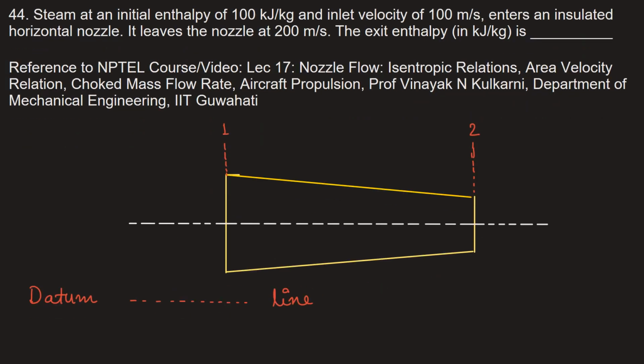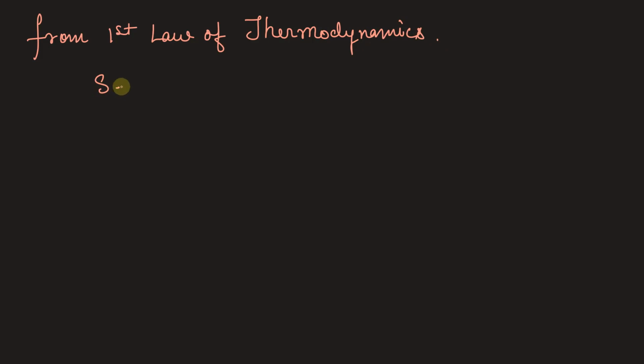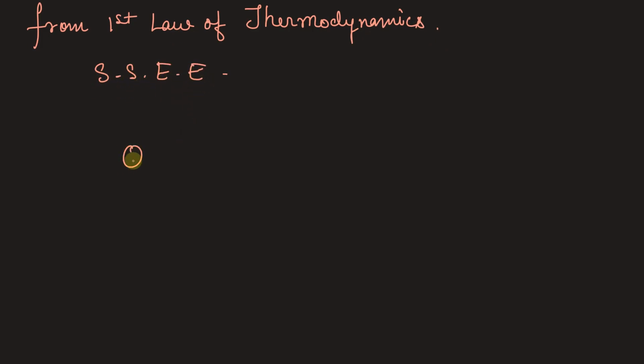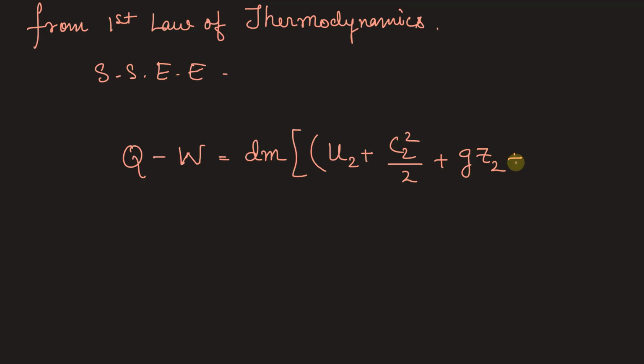Now for this nozzle, if we write the steady state energy equation from the first law of thermodynamics, it can be written as Q minus W is equal to the change in internal energy at the exit plus kinetic energy at the exit plus the potential energy at the exit plus the pressure energy, minus the internal energy at inlet plus kinetic energy at the inlet plus the potential energy at the inlet plus the pressure energy at the inlet.